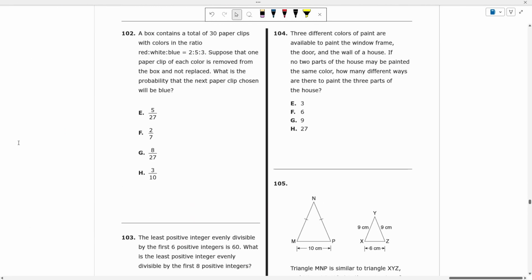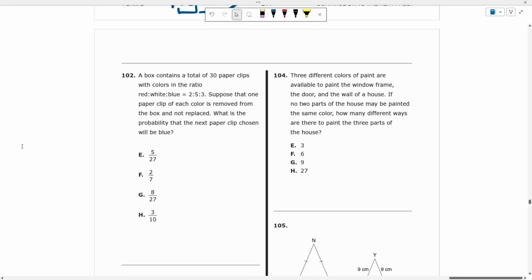Moving on to 102, it says that a box contains a total of 30 paper clips with colors in the ratio of red, white, and blue, or red to white to blue, and the ratio is 2 to 5 to 3. Okay, so here we have red, white, and blue, so R, W, B. The ratio is going to be 2 to 5 to 3. Okay, and it's saying that suppose one clip of each color is removed from the box and not replaced, what is the probability that the next paperclip chosen will be blue?